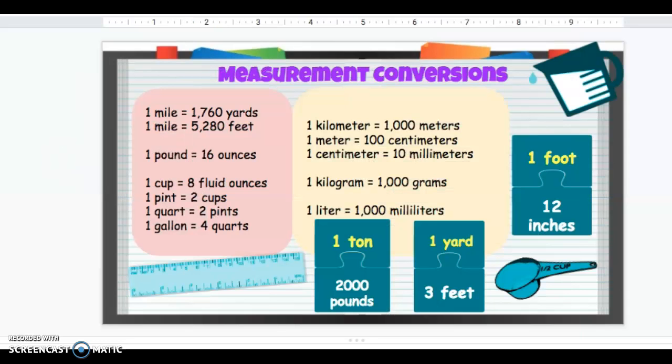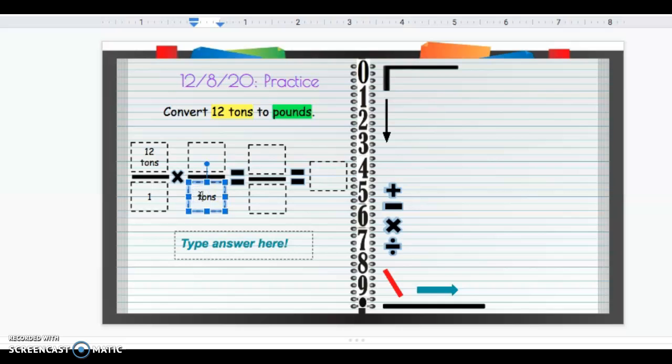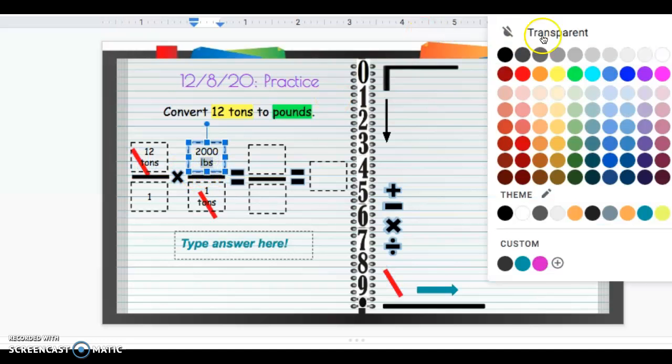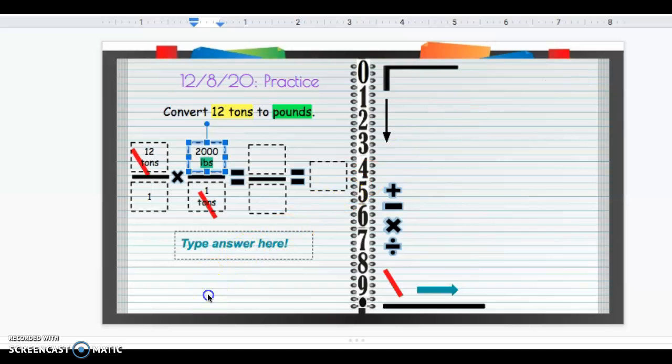If not, let's look at our chart. So 1 ton is 2,000 pounds. So 1 ton goes on the bottom, and 2,000 pounds goes on top. So I can cross off my tons. Now all I have left is pounds.